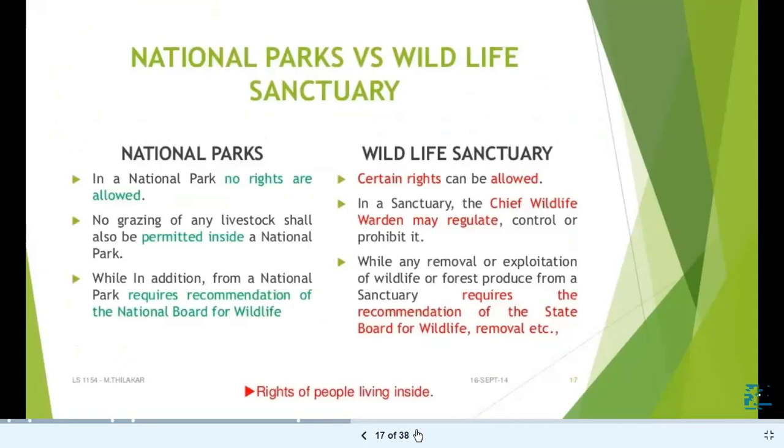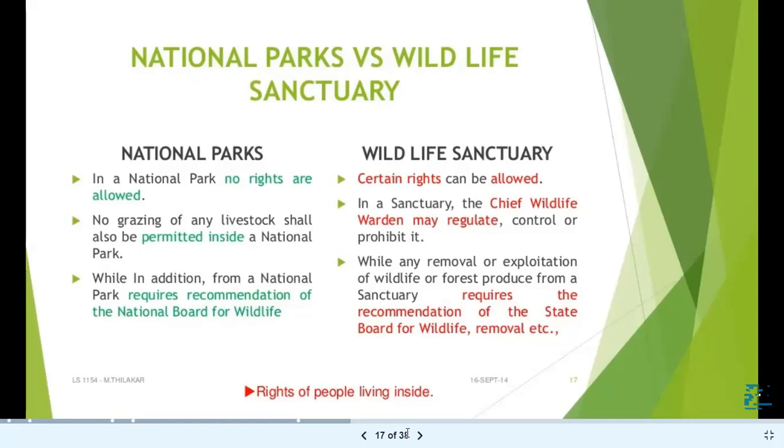What is the basic difference between national parks and wildlife sanctuaries? In a national park, no rights are allowed. Second, no grazing of any livestock. In addition, forming a national park requires the recommendation of the National Board for Wildlife.